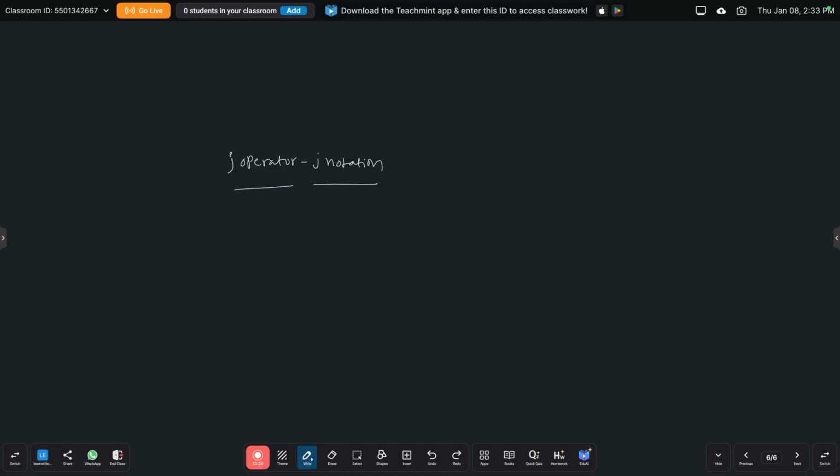Say for example, if I take a vector A with an angle of 0. Now if I operate J on A, what will you get? So J is operated on A, and now you get jA, right? So it takes a 90 degree rotation, right?